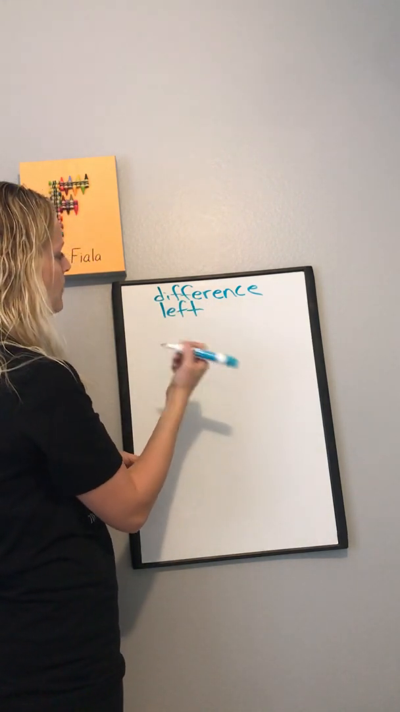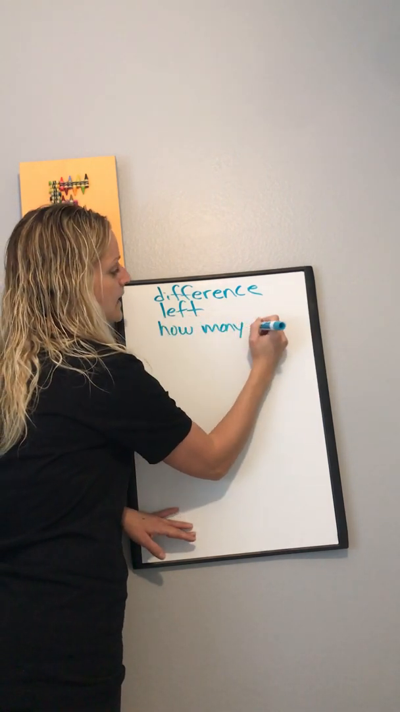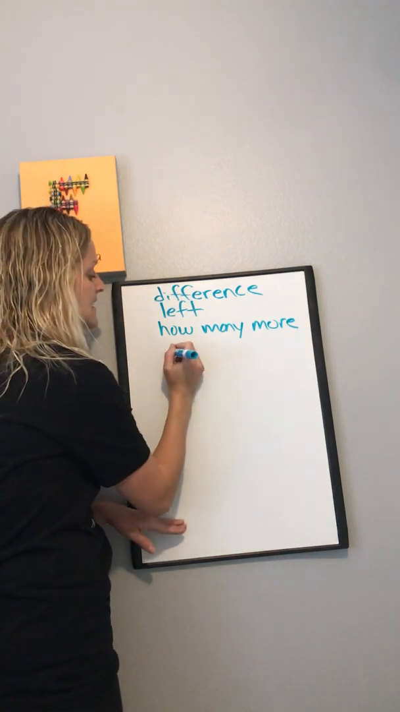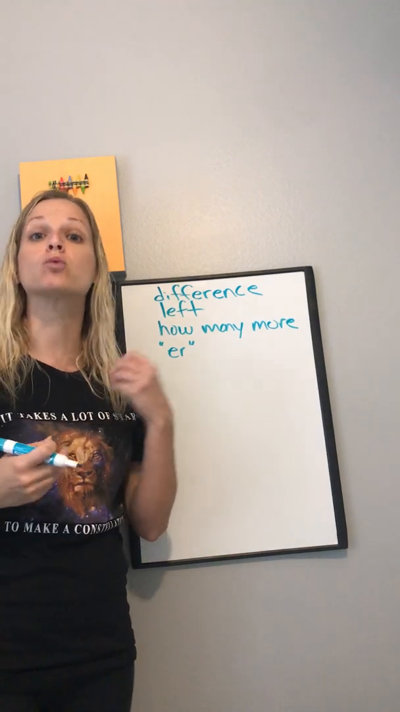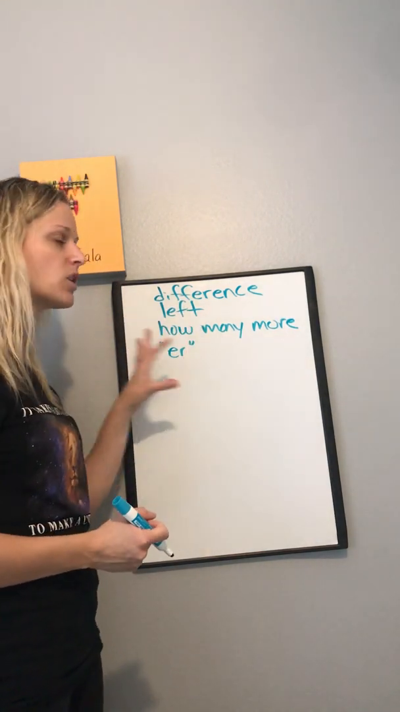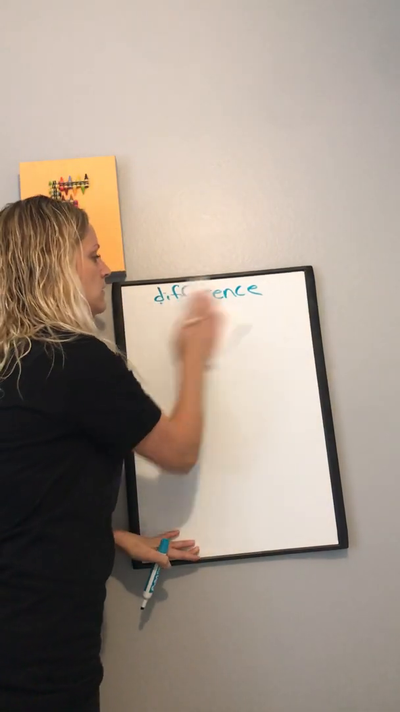We have other keywords. "How many more" was a keyword for subtraction. Any words that end in -er, for example, "how much greater," "how much taller," okay? These are some of your keywords. Remember that for subtracting, you're going to want to look for those keywords on your quiz because you don't know what operation you're doing.